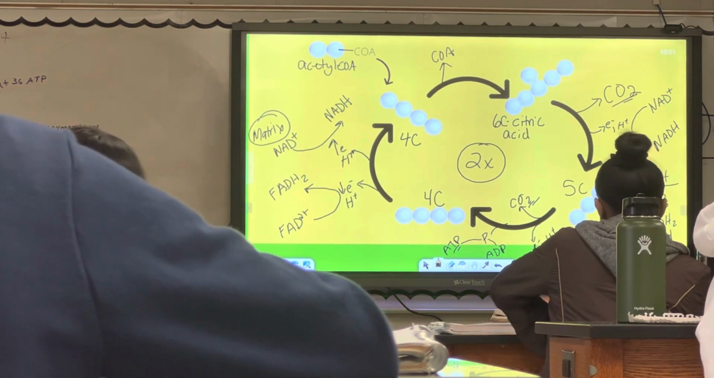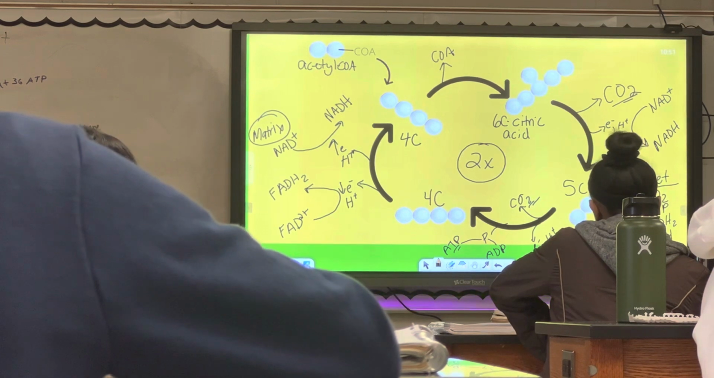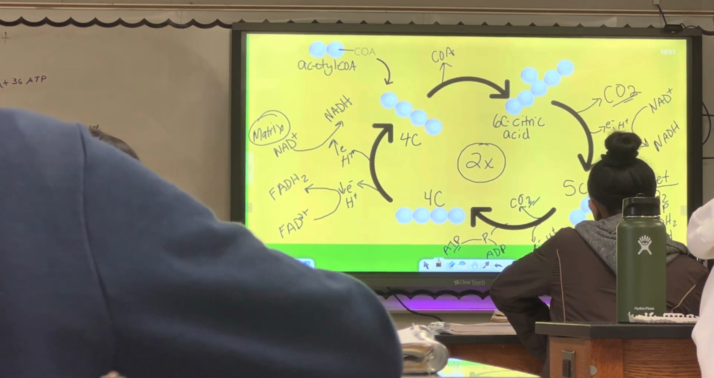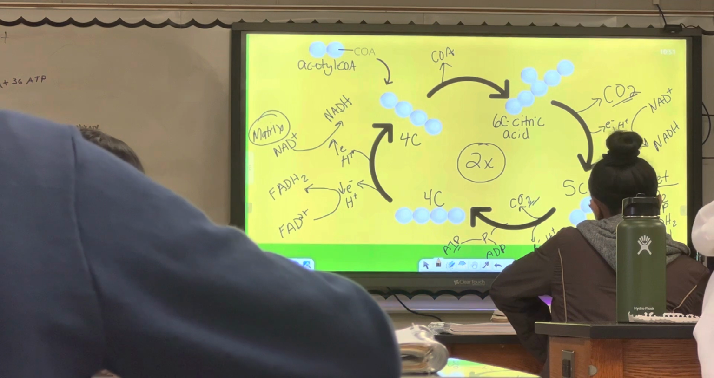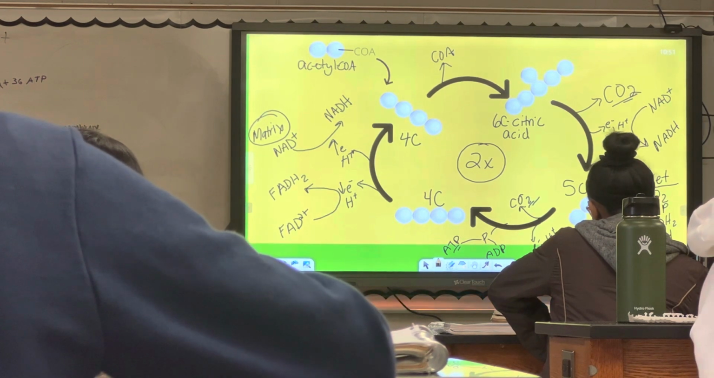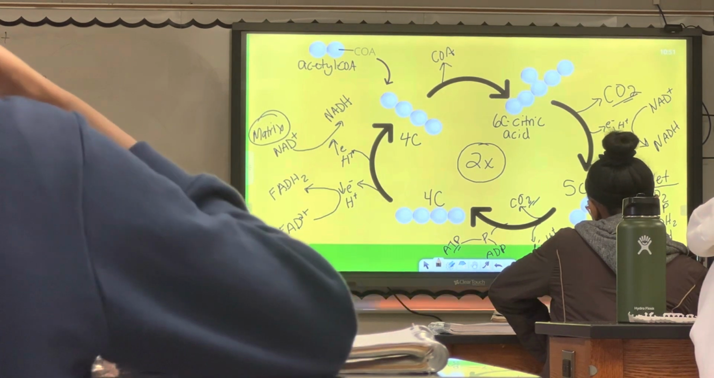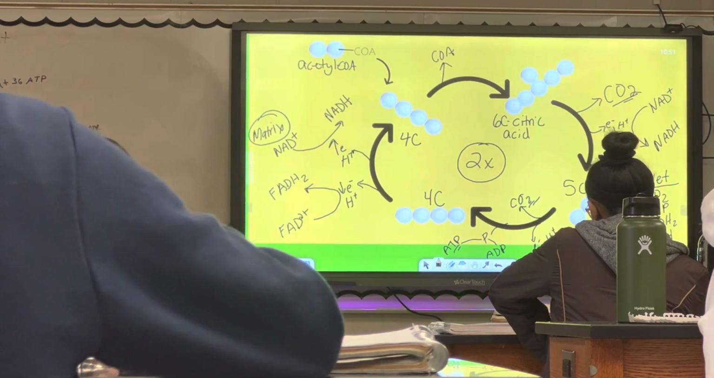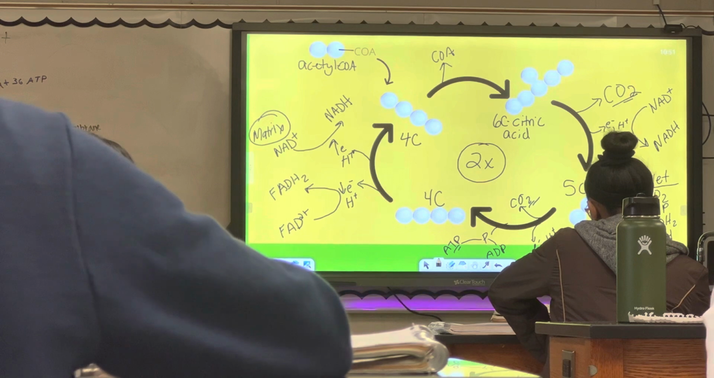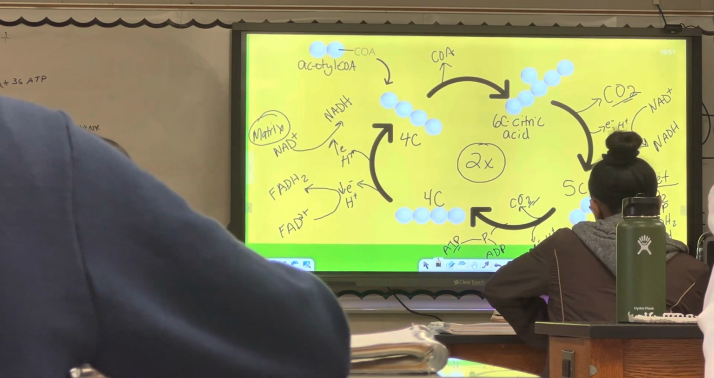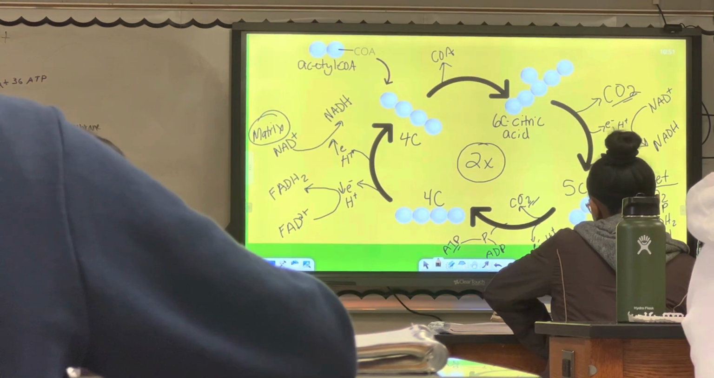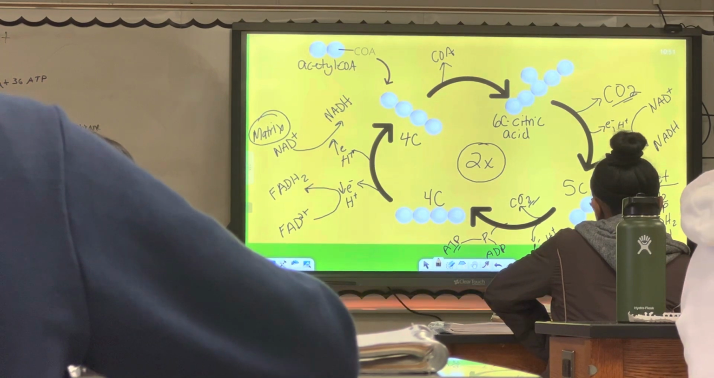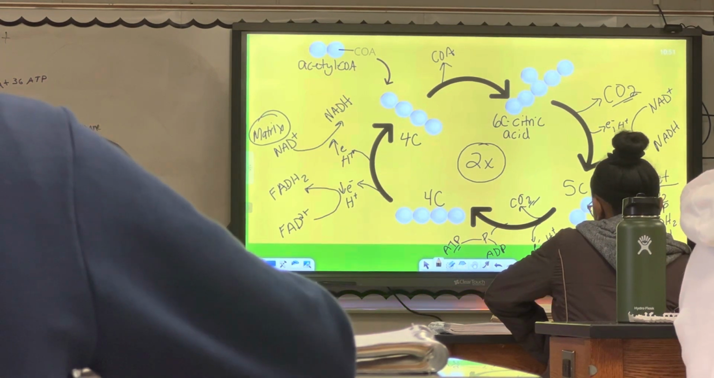Now we're going to break down citric acid into a 5-carbon. As we do that, we're going to lose carbon dioxide, electrons and hydrogen ions. They get picked up by NAD plus to make NADH. Now we have a 5-carbon. It's going to get broken into a 4-carbon. We're going to lose carbon dioxide, electrons and hydrogen ions. They get picked up by NAD plus to make NADH. And we're also going to lose a phosphate. So ADP comes in, picks it up, makes ATP.